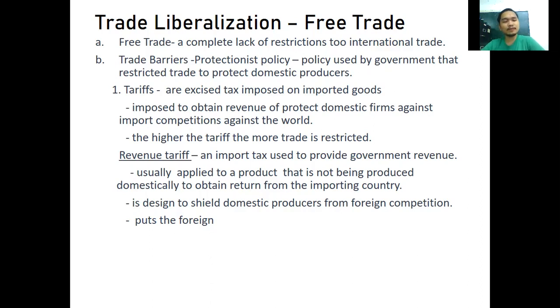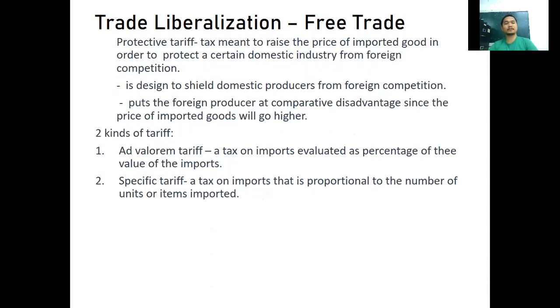So, ang revenue tariff, under this tariff, natin itawag na revenue. Now, the revenue tariff, it is an import tax used to provide the government revenue. It is usually applied to a product that is not being produced domestically to obtain the return from the importing country. The revenue tariff, an import tax used to provide the government revenue.